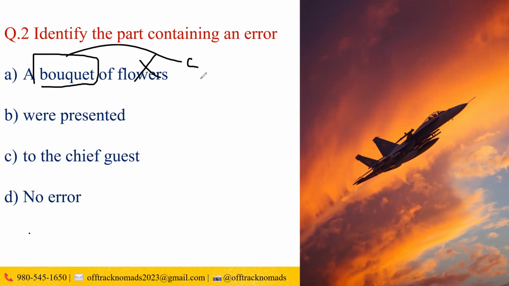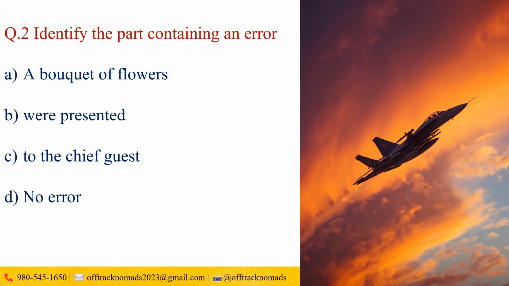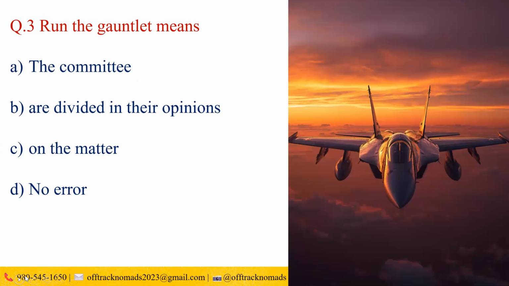It is a singular subject. So the auxiliary verb has to be singular. So instead of were, what has to be the answer? It is was. So: a bucket of flowers was presented to the chief guest. So the answer is B. Right? So let's dive into the next part. Follow this trick: check what is the subject, what is the auxiliary verb, what is the main verb, or whether there is any spelling error. You can go for all these things. Okay.